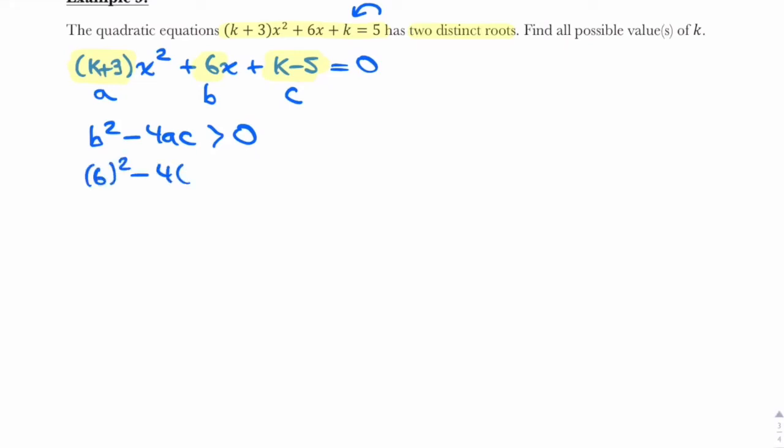The a value is the expression k plus 3. Just substitute that as is. And the c value is the expression k minus 5. And all of that has to be greater than 0.